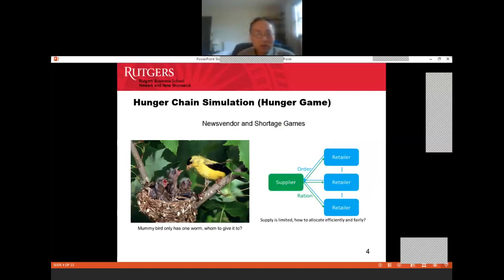Okay, so the hunger chain simulation is used to simulate Newsvendor models and shortage gaming, like Professor Assel has just said, right? How to teach the Newsvendor model is actually a big challenge, because we used to just show people the probability distributions and the critical ratios, which are not very intuitive. These are hard topics to teach by slides, but actually they are easily played out. So here's the scenario: Mommy bird only has one worm. Who to give it to, right?